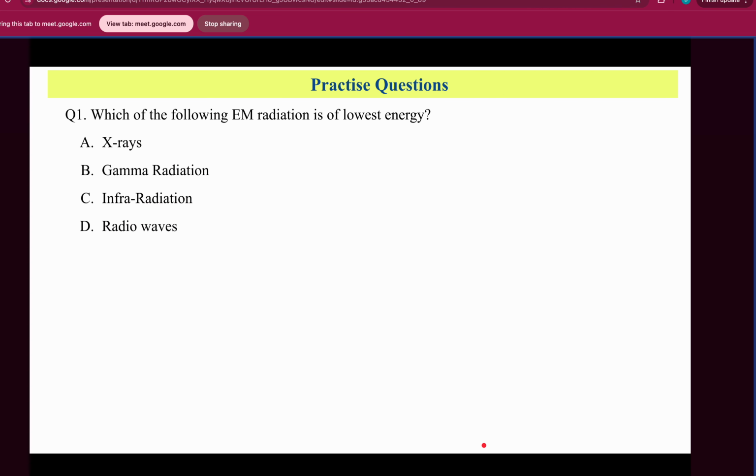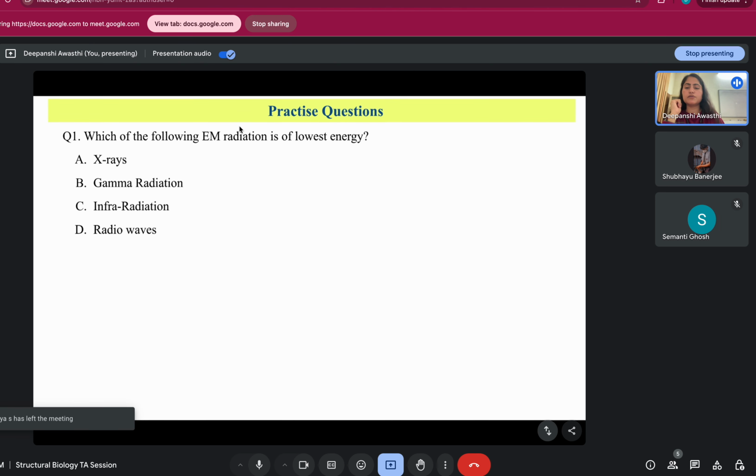And now we will quickly go through the MCQs. The first question is, which one of the following EM radiations is of the lowest energy? Option A is X-rays, option B is gamma radiations, option C is infrared radiations, and option D is radio waves.